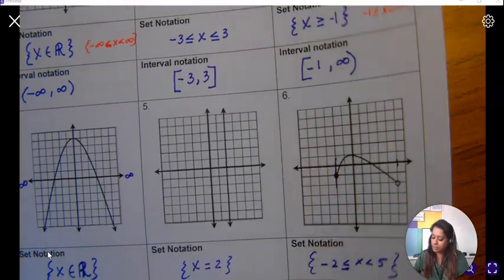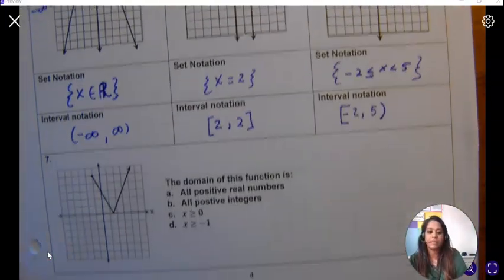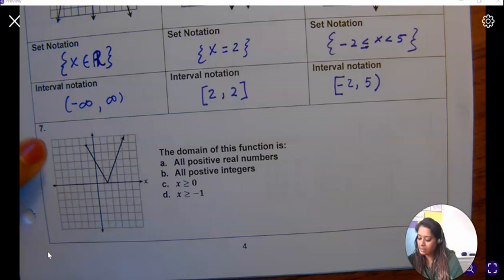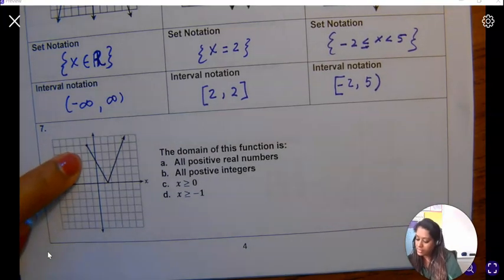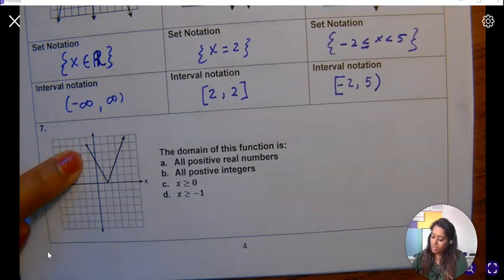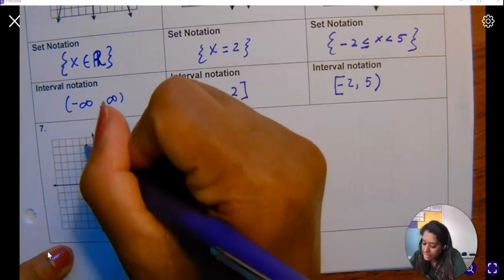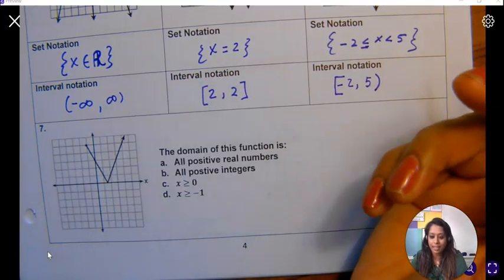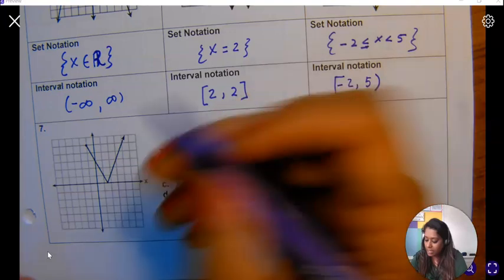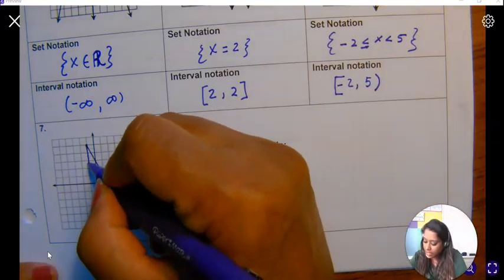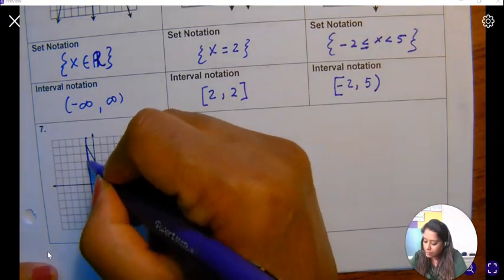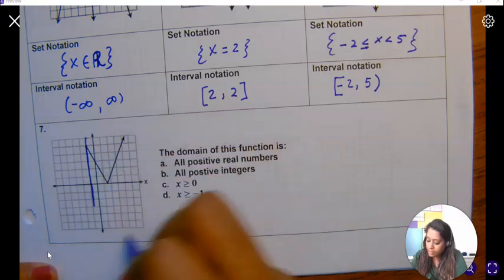Okay. Alright, let me do this one, number 7. It says that the domain of this function is, well, let's see. It doesn't have an arrow, so that means it's not going to keep going to negative infinity. So it's actually just starting at negative 1.